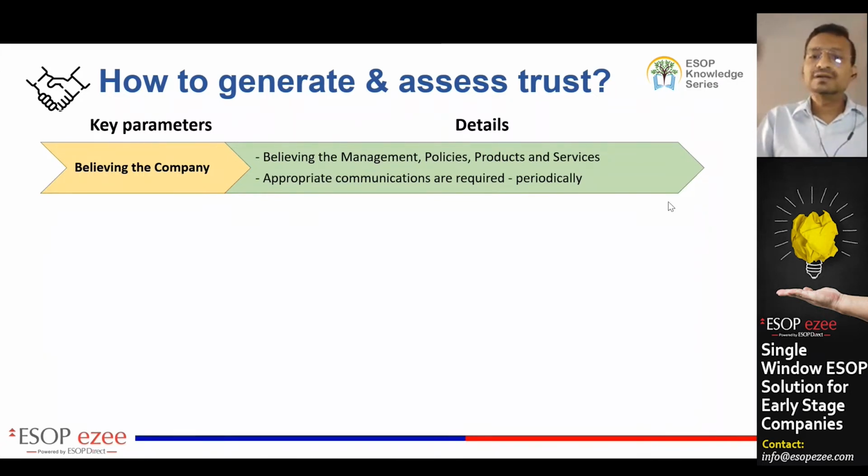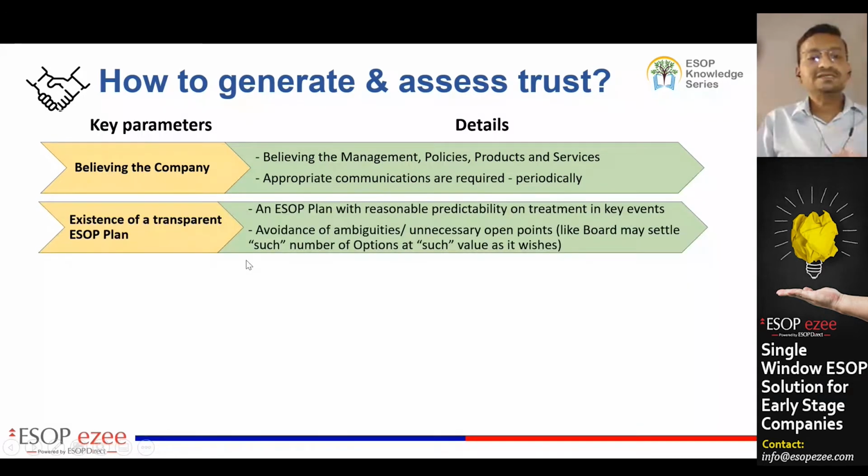The second one, of course, is the existence of a transparent ESOP plan. Here I'm talking more about unlisted companies, because for listed companies the rules are much more extensive. For unlisted companies, the rules are very few.